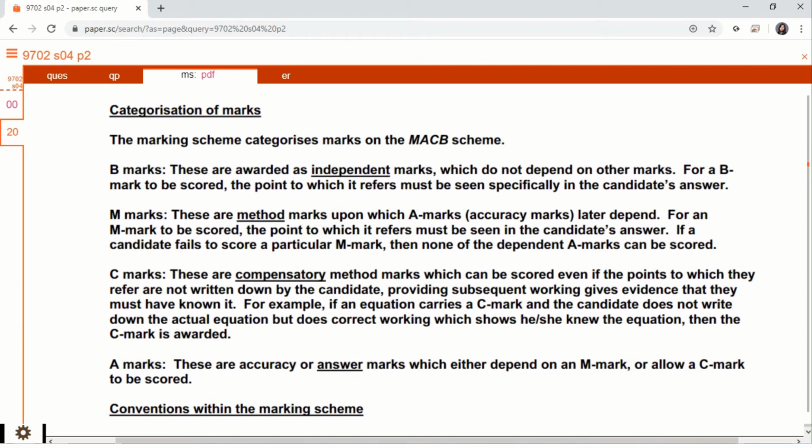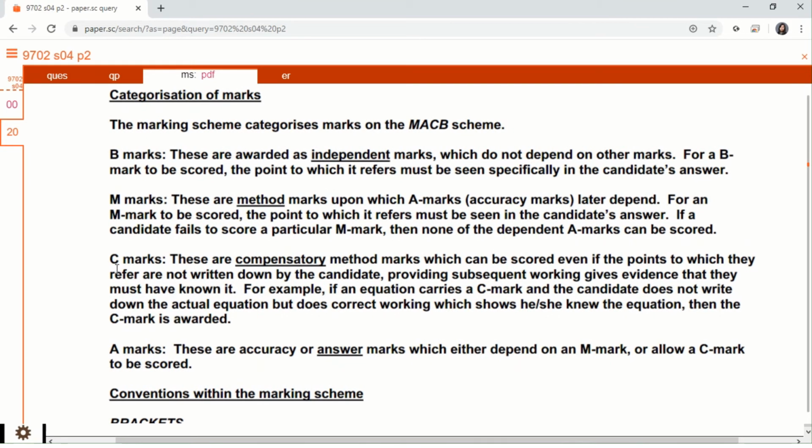It's a MACB scheme. Firstly, you want to know what B marks are. Those are independent marks usually. You don't need working. You can just write the correct answer. As long as it appears, you get it. M marks are method marks. You must show your working to get an M mark in this case. And if you don't get your M mark, what's worse is you won't get your final answer mark. So if you didn't show working, you just write your final answer, you won't get it. They'll say, how did you get this? Don't know how you got this.